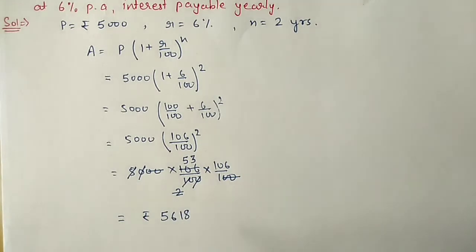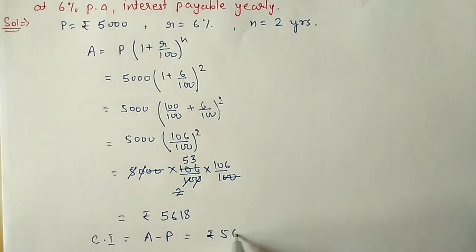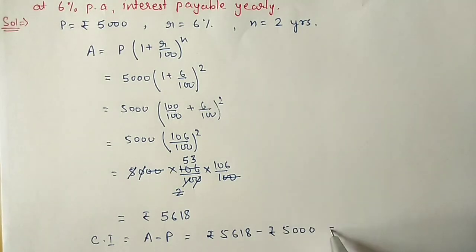So this is the amount by the end of 2 years. Compound interest will be A minus P, amount minus principal, 5618 minus 5000, which we will get equal to 618 rupees.